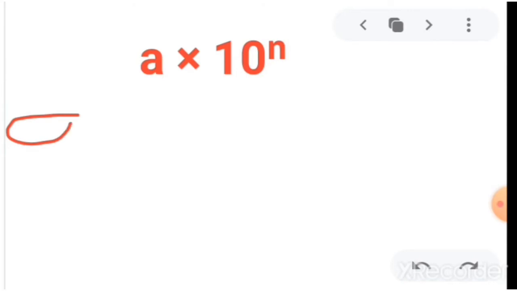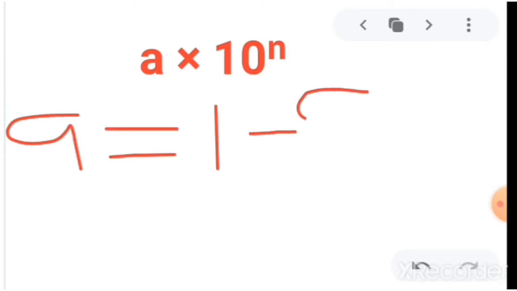A is a number between 1 and 9, so a is greater than 0 and also less than 10. The power of 10, which is n, can be a positive number or a negative number, and it is always a whole number, not a fraction. We are going to be seeing examples of how to write numbers in standard form.